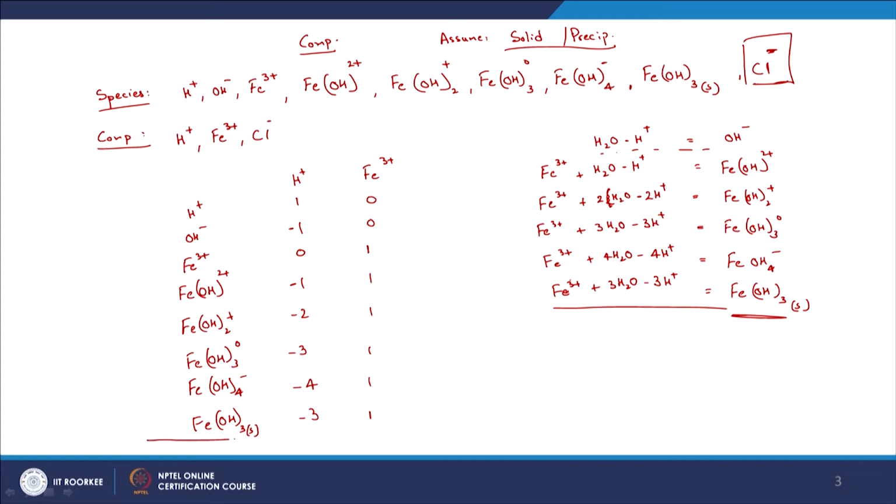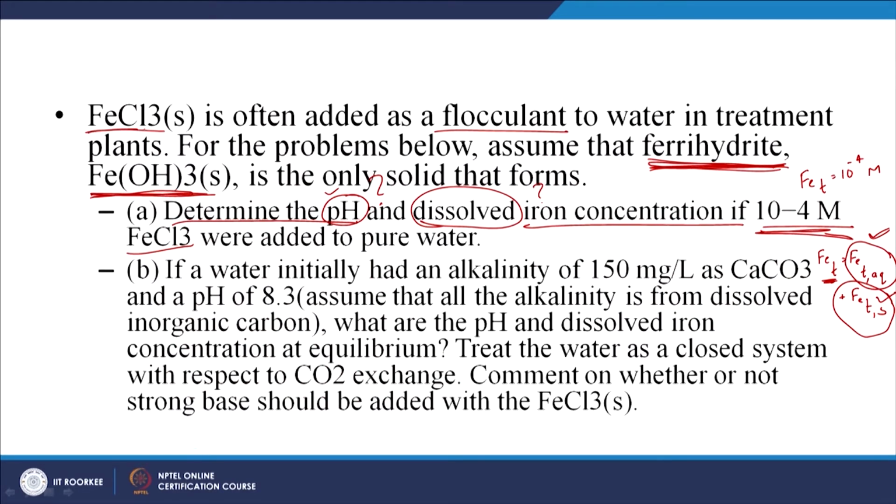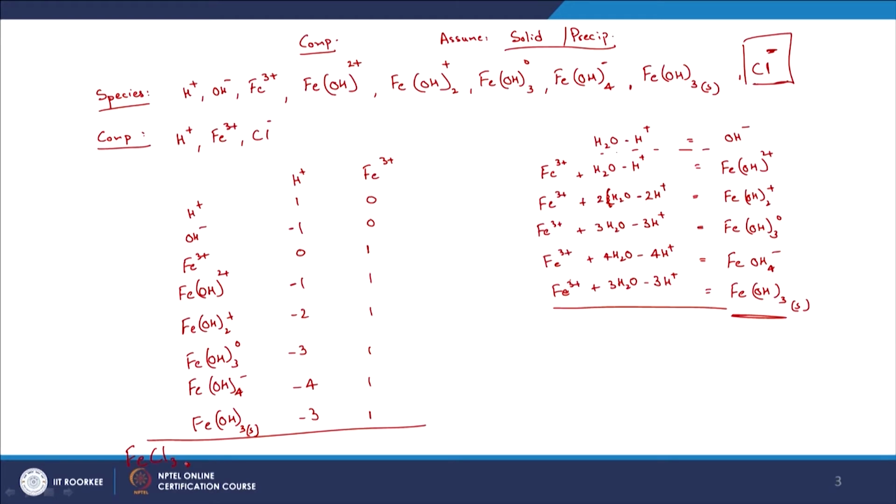And obviously I need to add the recipe species, right? And what's the recipe species here? Whatever it is that I'm adding to the solution initially. So that was FeCl3, if you remember from the question, right? We are adding FeCl3, right? And I guess I should have written that here. How can I form FeCl3 here?